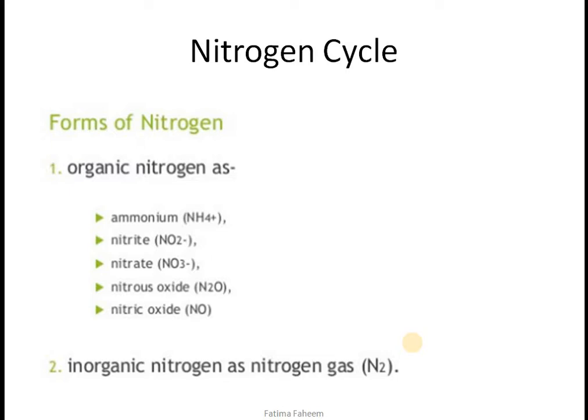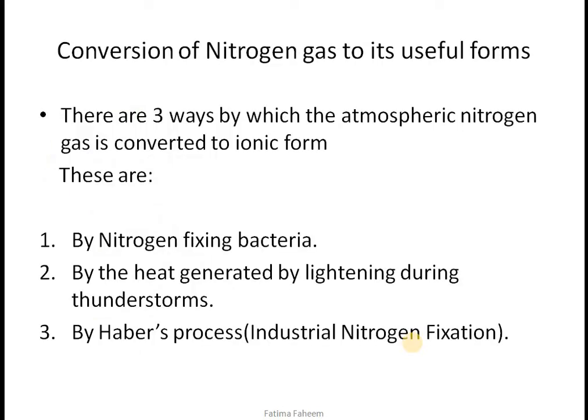Before again starting the nitrogen cycle, you should be familiar with the organic nitrogen ions and the inorganic form of nitrogen. The organic nitrogen forms are ammonium ions, nitrite ions, nitrate ions, nitrous oxide, and nitric oxide. Sometimes in the cycle the formulas are given, so you should be familiar with them as well. The inorganic nitrogen form is nitrogen gas, which is N2. Two atoms of nitrogen are bonded together by 3 covalent bonds. So it's a strong bond, and that makes it inert, or unreactive, or difficult to break down.